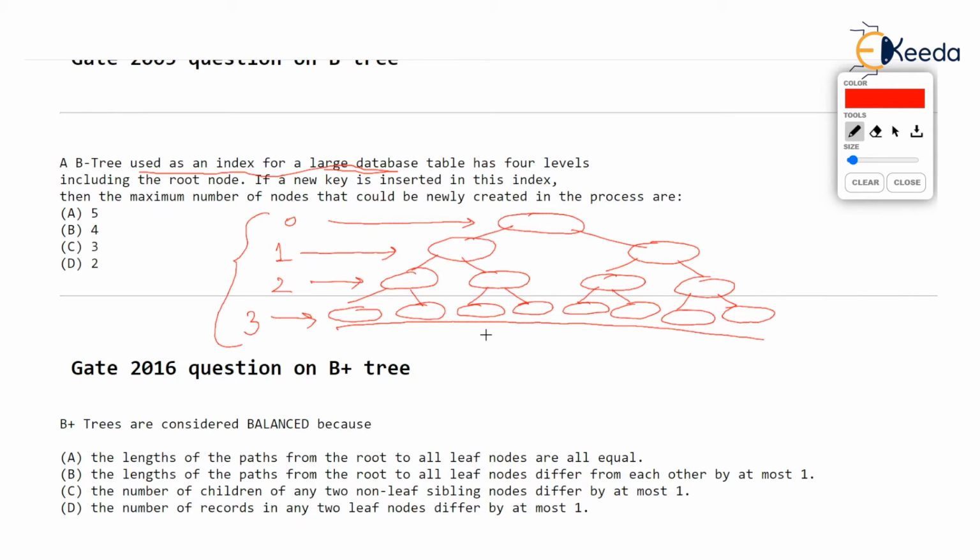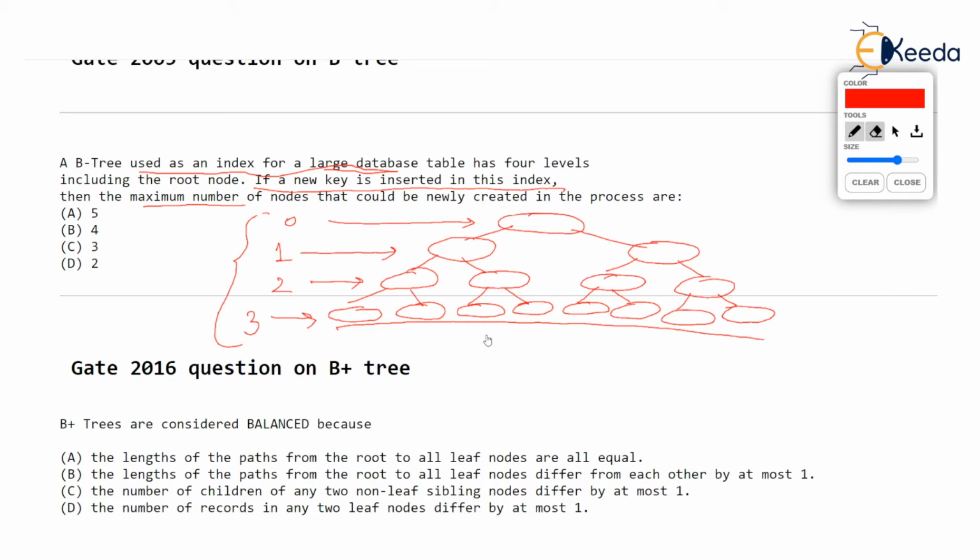Now they are asking, if a new key is inserted in this index, that is in this tree, then the maximum number of nodes that could be newly created in the process are. Now check the word maximum number of nodes that can be newly created is the question. So whenever you insert any node in a B tree, recall the insertion process. Whenever you insert any new key, some key like 120 you are inserting, then that value, the new value, must always go at the leaf node.